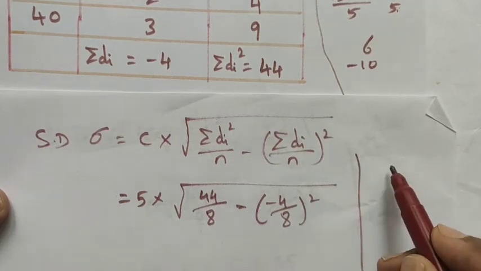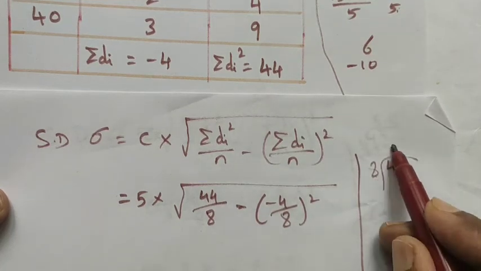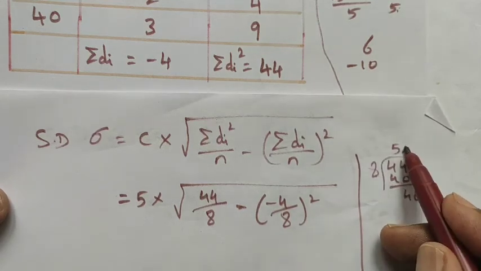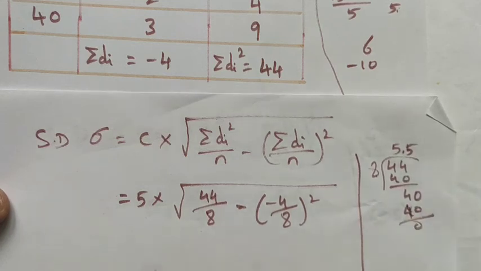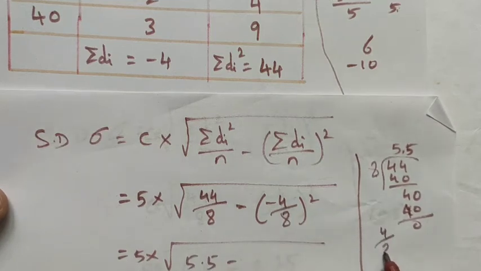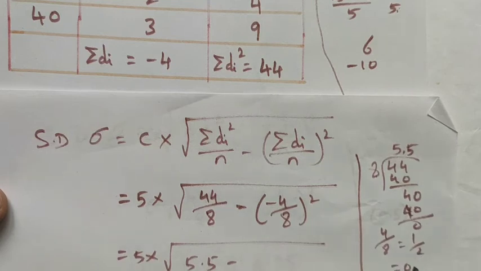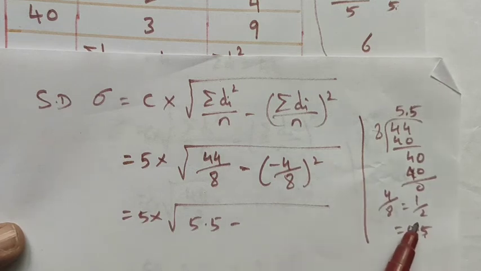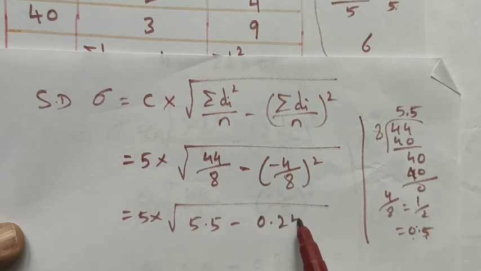See, 44 is divided by 8. 5 8s are 40, remainder 4, put a 0. Again 5 8s are 40. So we get 5 into root of 5.5 minus, if you reduce this, 4 by 8 is equal to 1 by 2. 1 by 2 is nothing but 0.5. Here, squaring 0.5 means 25, and then 2 decimal places, that is 0.25. Now 5 into root of, when we subtract this we get root of 5.25.